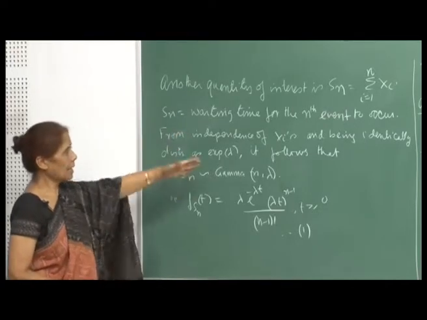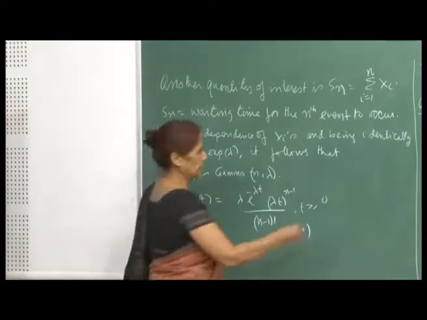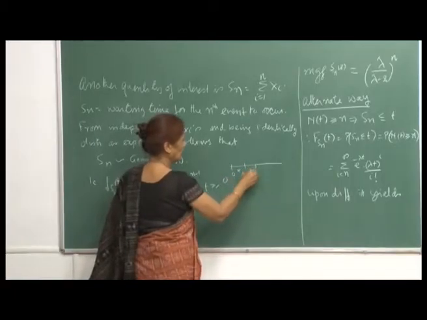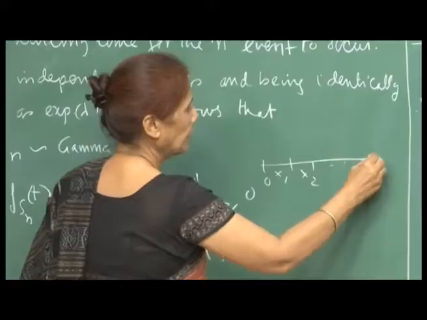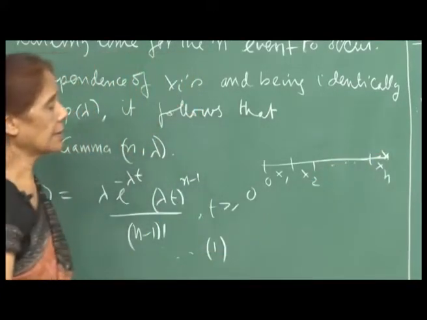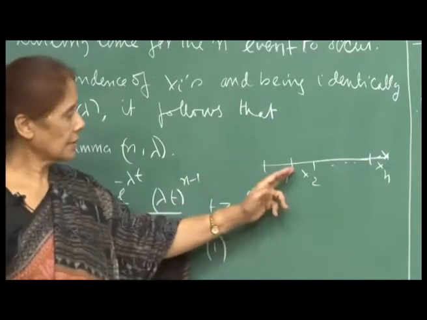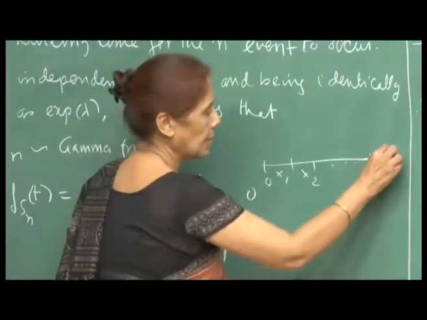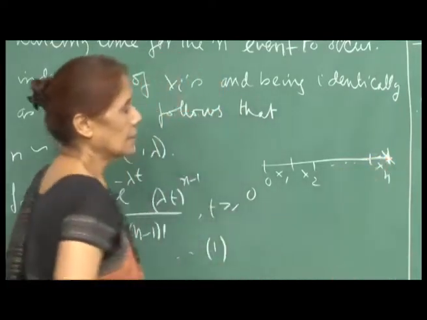So, you have just added up all the events on the line, starting from 0, this is x 1, this is x 2 and so on, and finally, this is x n. So, at this point the nth event has occurred. Starting from here, this is the first event, second event and so on. So, at this point the nth event has occurred.